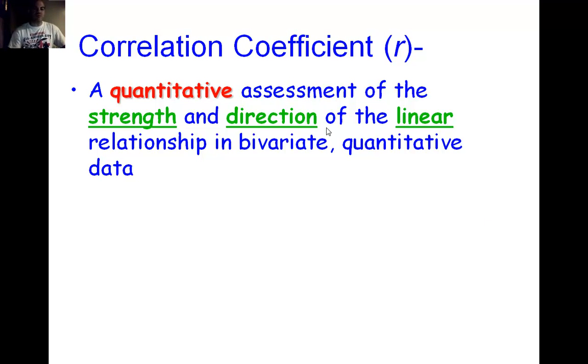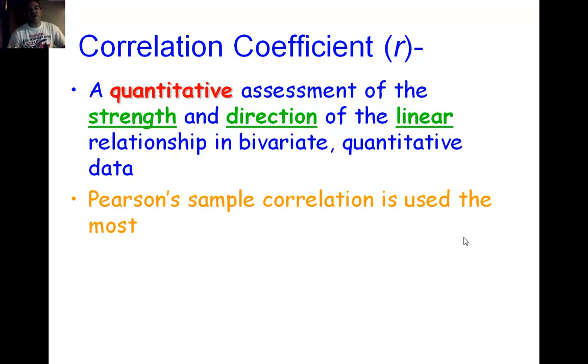So this would be the definition here for the correlation coefficient, which we would symbolize as R. Some keywords here are bivariate and quantitative. So the data has to be numerical. You can't have a correlation between one quantitative variable and one categorical value. That would not make sense.